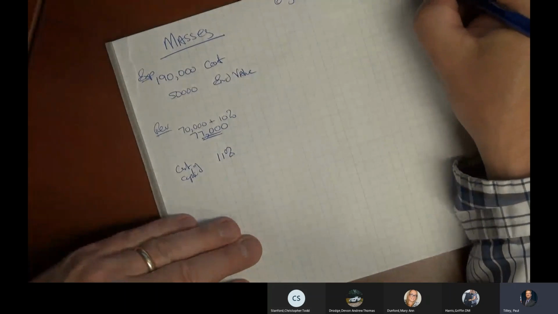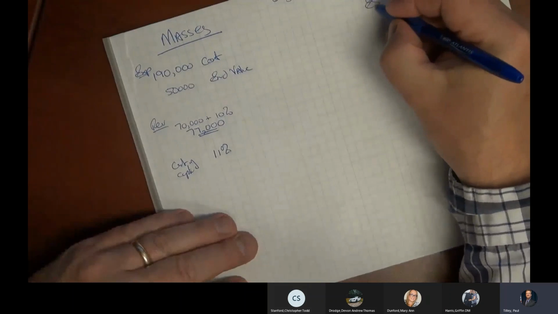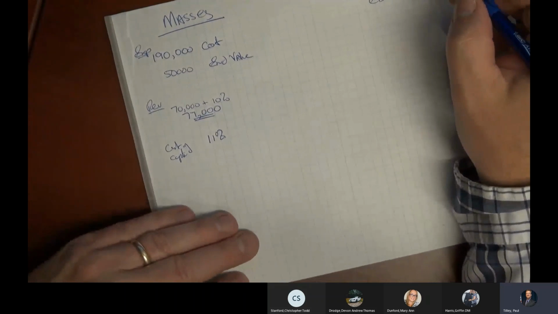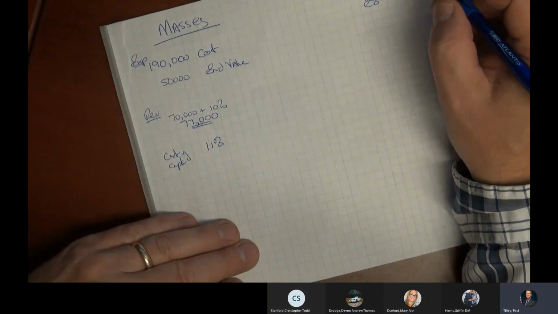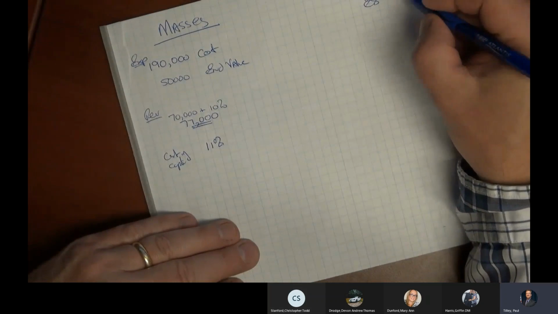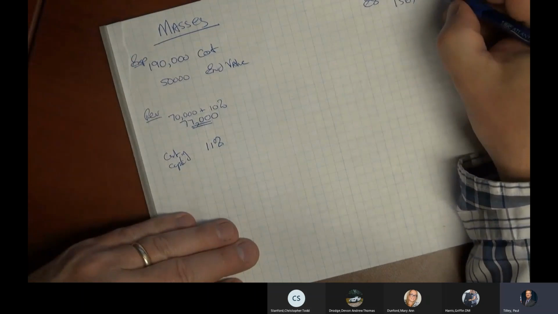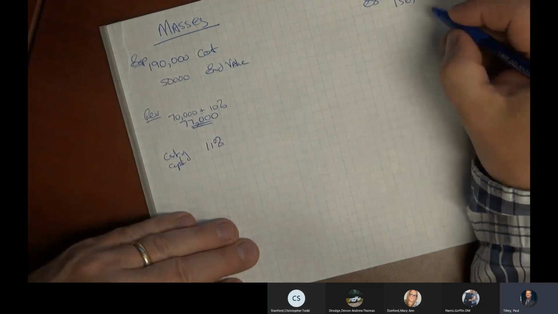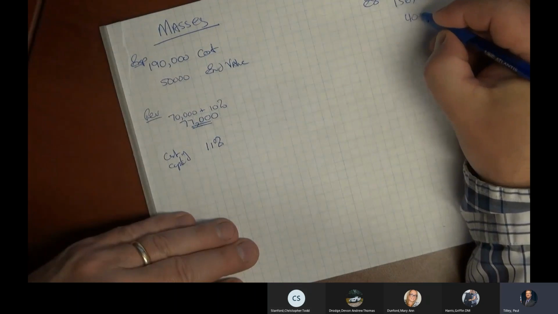Now we'll look at the John Deere tractor. The expense in this case for the John Deere tractor is $156,000. It's a less expensive tractor. And at the end, we can sell it for $40,000.